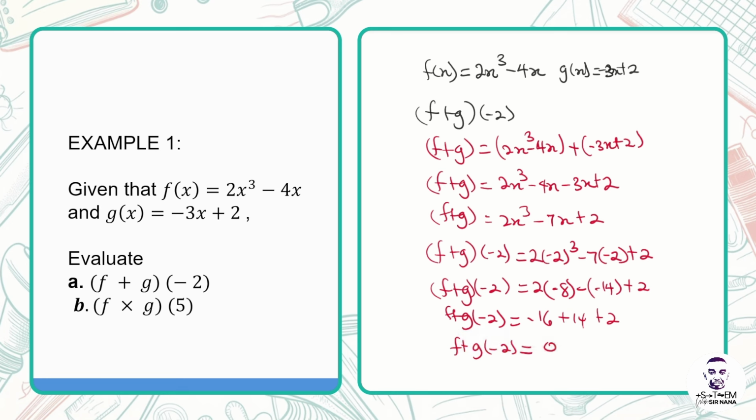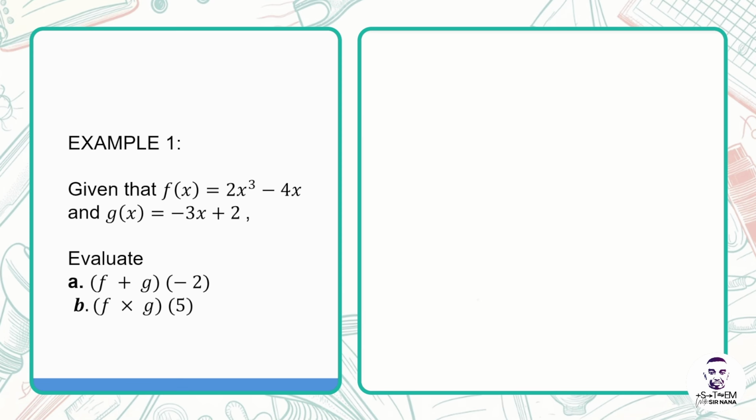So that is part A of the question, where we've been able to find f plus g of -2 by first finding f plus g and then substituting -2 in place of x in f plus g. Now let's look at the second question where we would find a product.